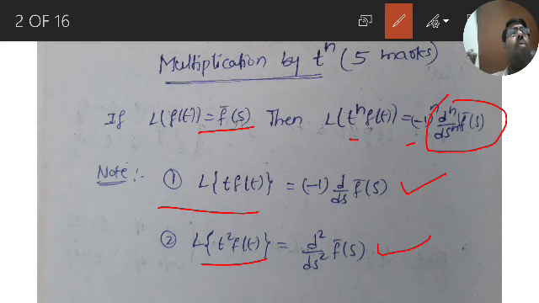Just you have to know the derivative formula here. So if it is multiplied by t, you have to take the derivative one time. If it is multiplied by t square, you have to take the derivative two times. So that is multiplication by t, multiplication by t square, and in general multiplication by t power n. You will surely get 5 marks from this very easy concept. Are you able to get it?